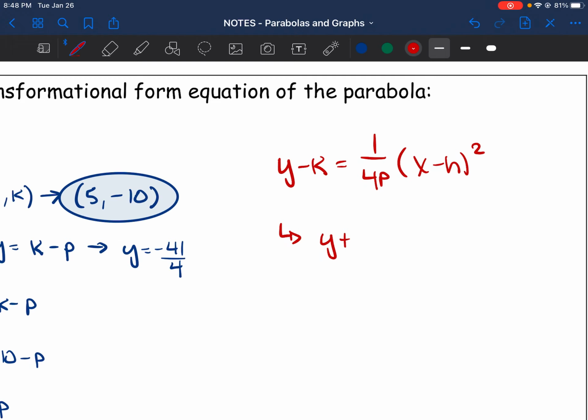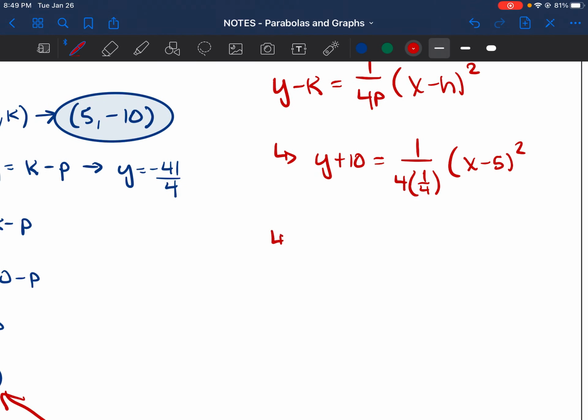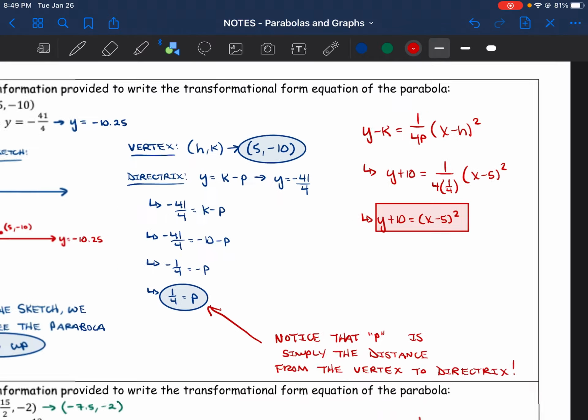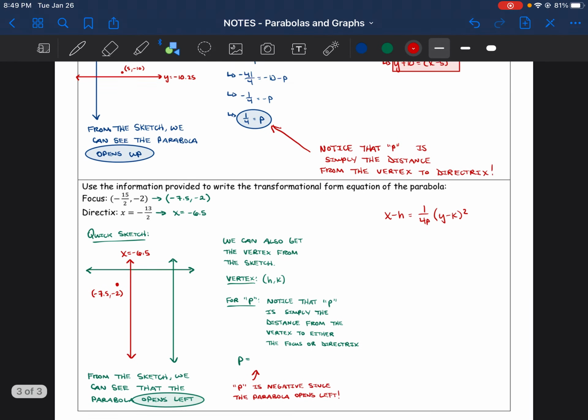y minus k, that's going to be y plus 10, equals 1/4p. We know p, by the way, is 1/4, times x minus h squared. That's going to be x minus 5 squared. And then now let's simplify, and we're done. This gives us y plus 10. We can see here, 4 times 1/4, that's just 1. 1/1 is just 1. So we just get x minus 5 squared. y plus 10 equals x minus 5 squared. All right, it's pretty cool.